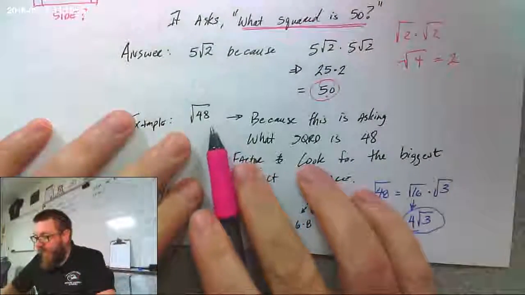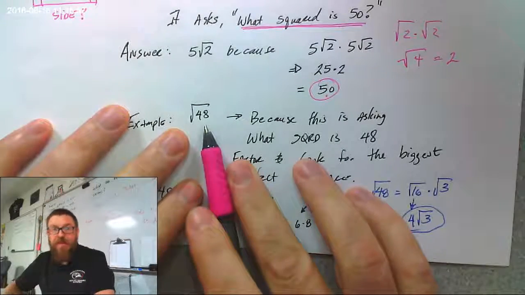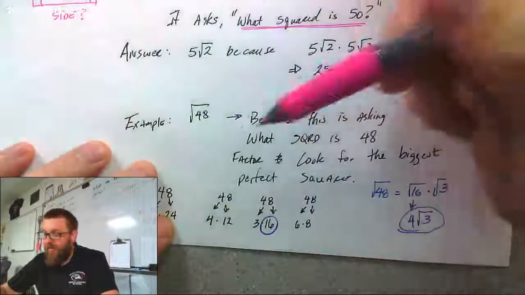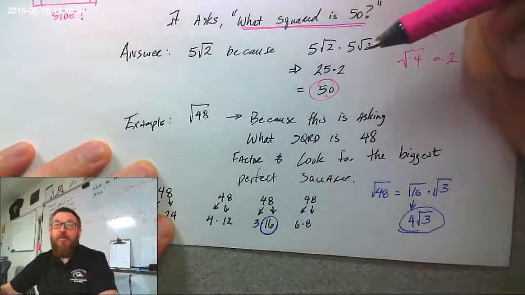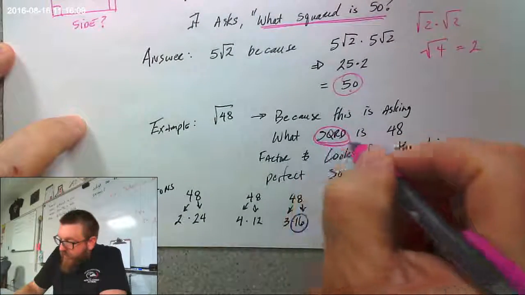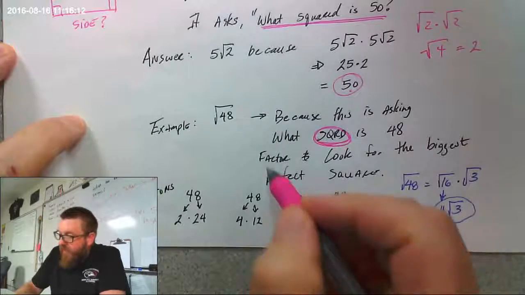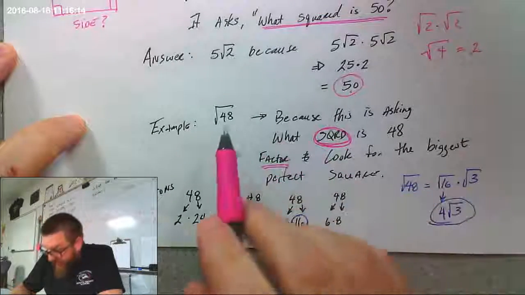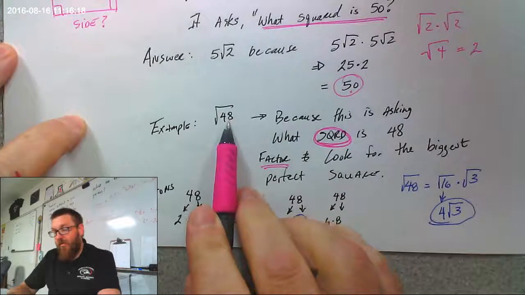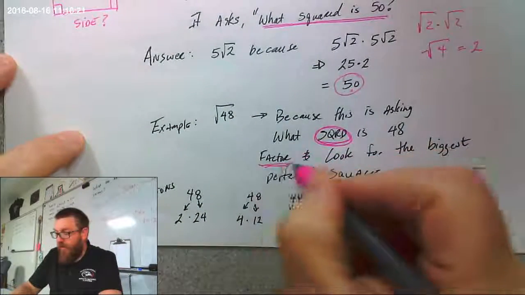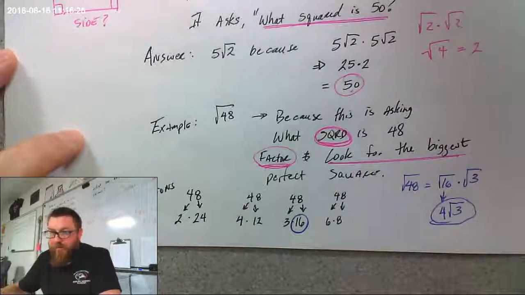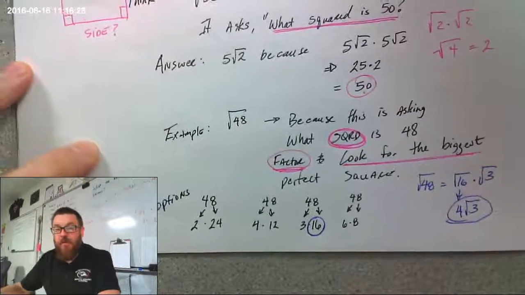Let's talk about the square root of 48. Okay, so the square root of 48, that's how you pronounce it. This says the square root of 48, but what it's really asking is what number squared is equal to 48. So the thing is, the question itself is asking for a number squared. So when you're factoring the radicand, 48, what you're looking for is a perfect square. So to simplify a square root, the first thing you do is factor, but while you factor, you got to look for the biggest perfect square. Don't look for prime numbers, look for the biggest perfect square.